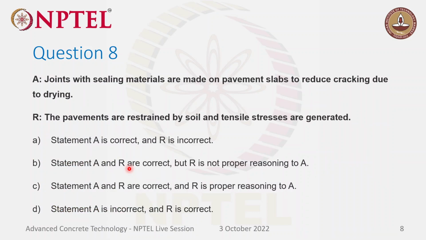Question 8 is direct from the practice assignment questions. Joints with sealing materials are made on pavement slabs to reduce cracking due to drying, and the reasoning is the pavements are restrained by soil and tensile stresses are generated. So this is the assertion, this is the reasoning. So you have to find which is right and which is wrong.